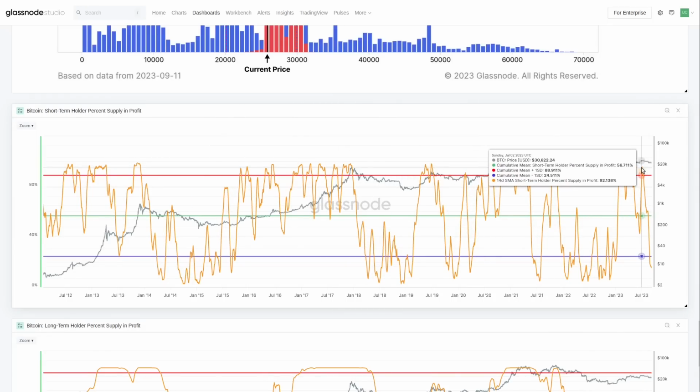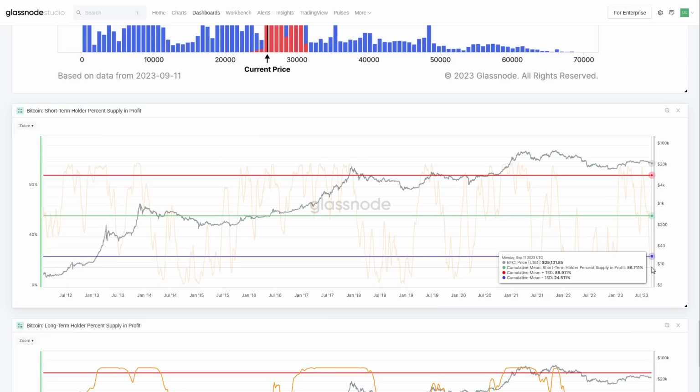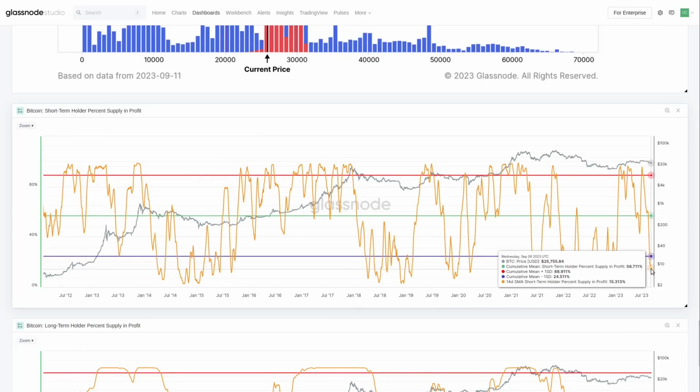And you can see we have fallen from the upper level where pretty much 100% of short-term holders were in profit. Everything was happy days at 31,000. We have collapsed down to just 56%. So in fact, it's lower than that. Sorry, I take that back. That's 15.3%. So that means that 85% of all short-term holders are currently underwater on their position.